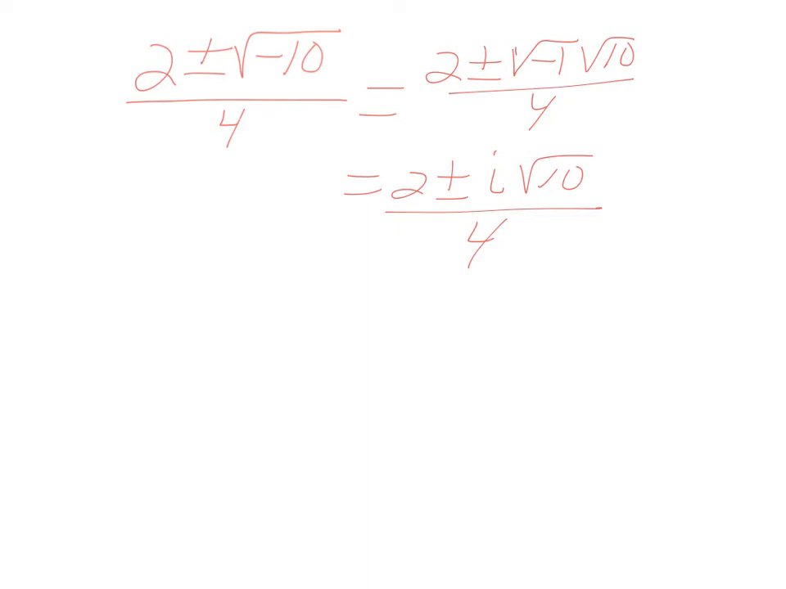So if you have a negative in there, take that negative out, it becomes an i, and then see if I can simplify the 10. There's no perfect square in 10, so this would just be my final answer. I wouldn't go any further than that. If there was a perfect square in 10, then I'd find that and simplify it down farther.